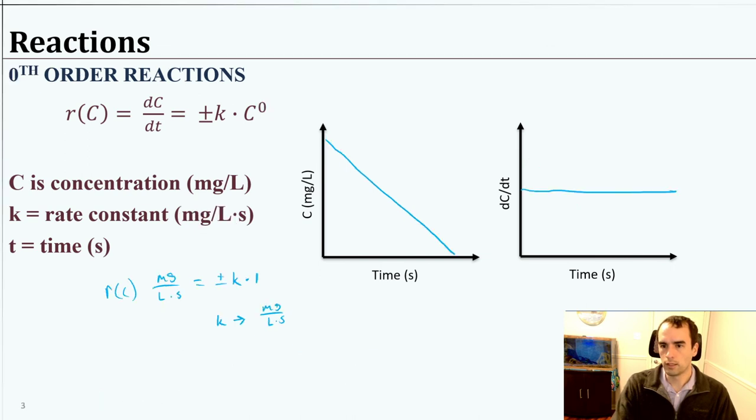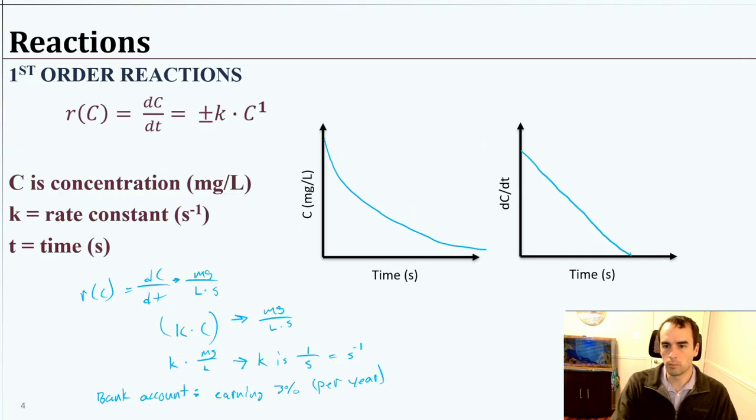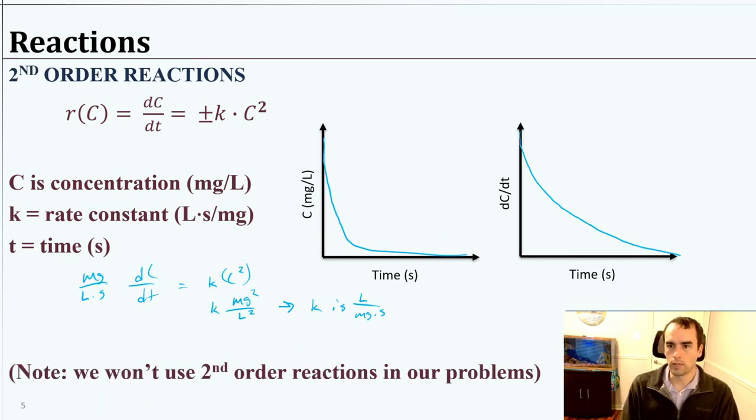I think I've got the k's correct here. Can you explain a little better? I'm not sure what you mean. So in a second order reaction, it's kc squared. And again, we're not really going to deal with the second order reactions. It becomes a little bit too complicated. So we're not going to worry too much about that, but it would be like the acceleration of acceleration.